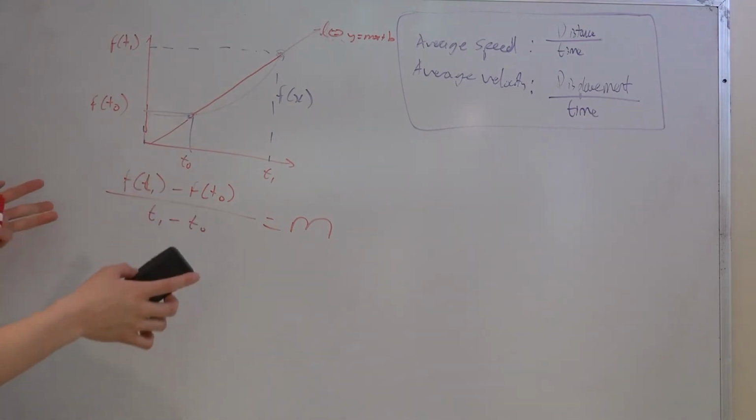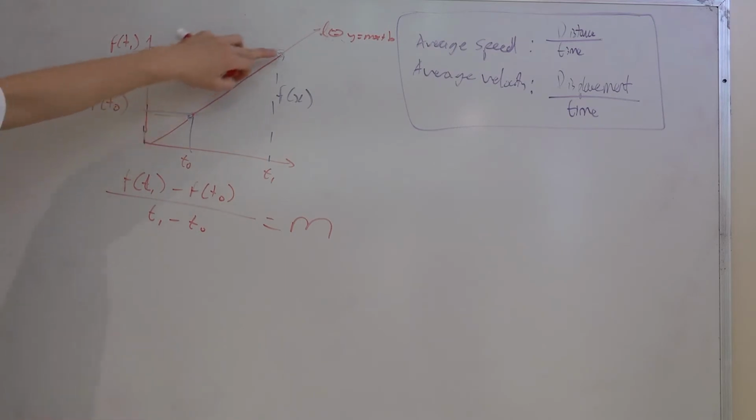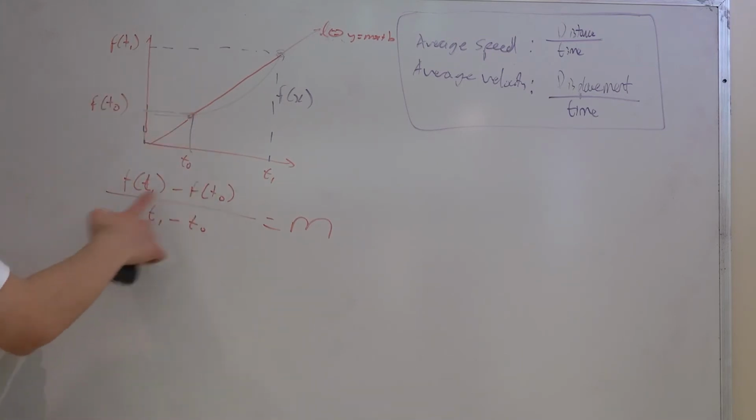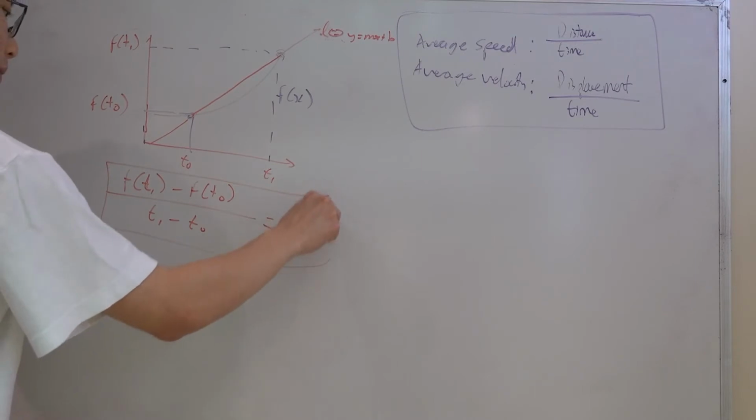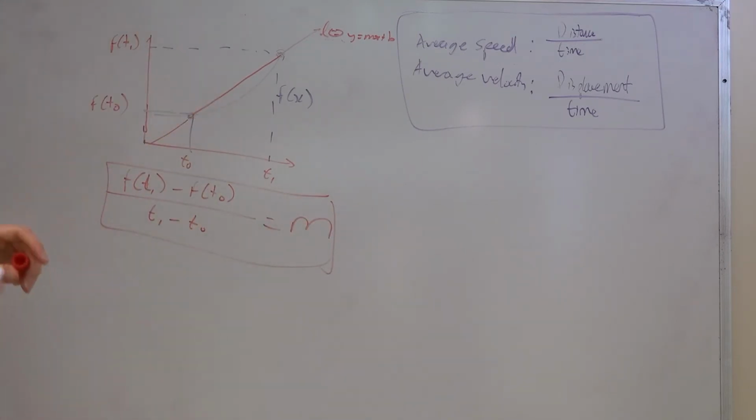So average velocity can be understood as the slope from your 2 endpoints. If this is your beginning point and your end point, all you have to do is take the slope by doing this. Let me box it up so you remember. And then that is your average velocity. Not too difficult.